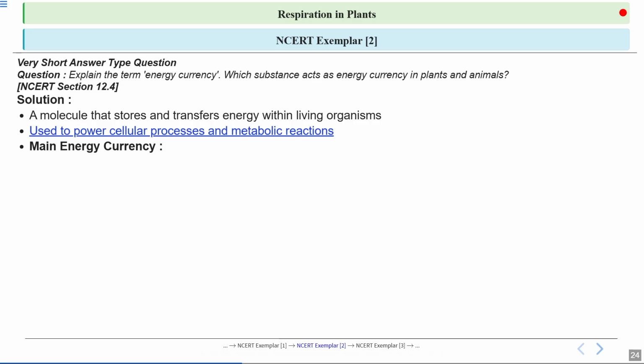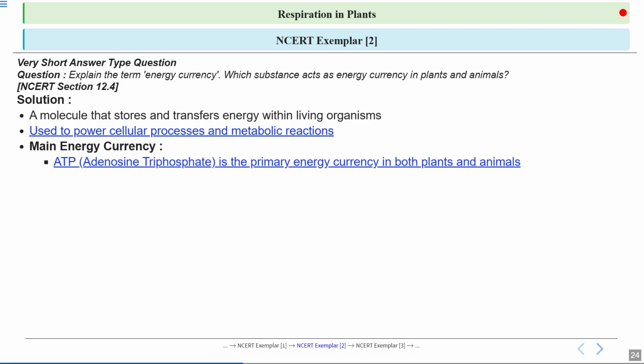So ATP, or adenosine triphosphate, is the primary energy currency in both plants and animals. It is used in immediate energy transfer processes. Cells don't store large amounts of ATP, they produce it as they go.